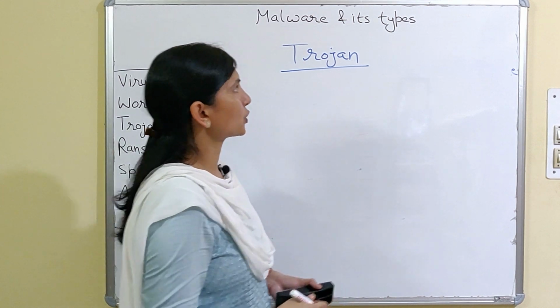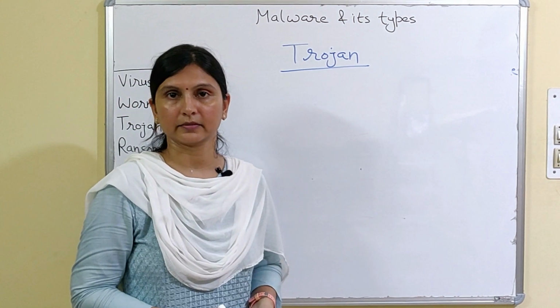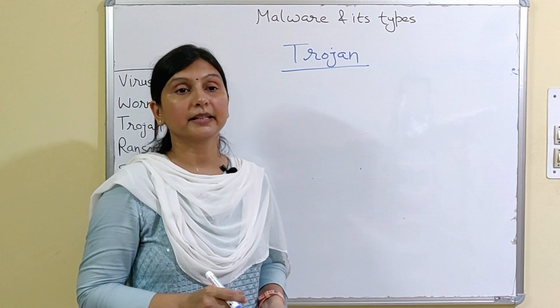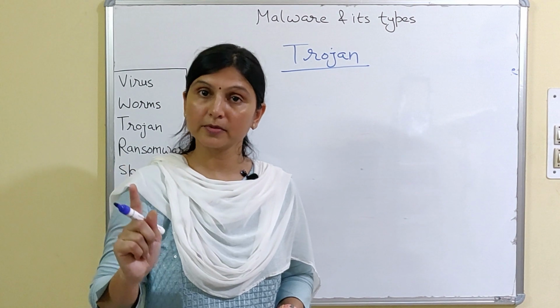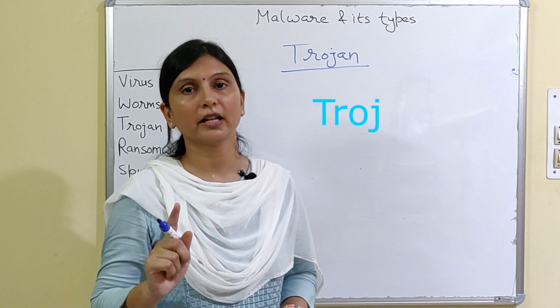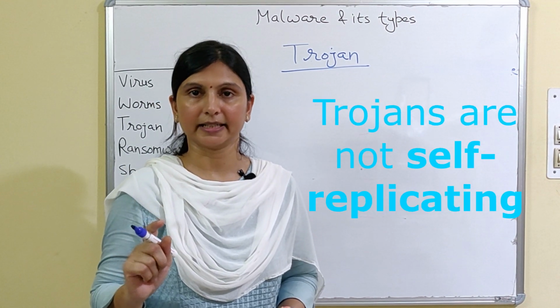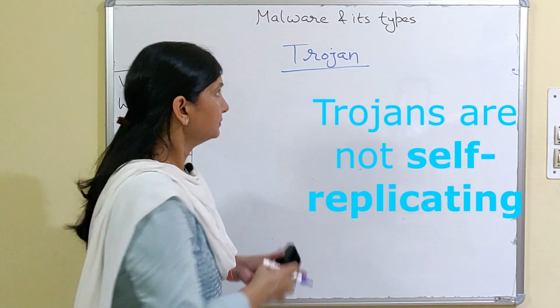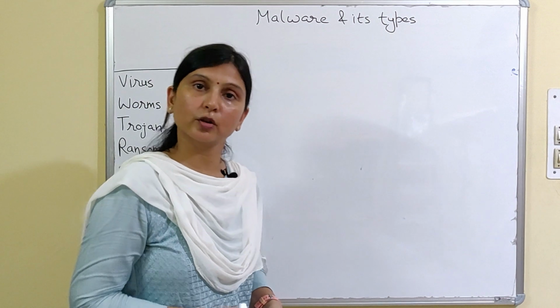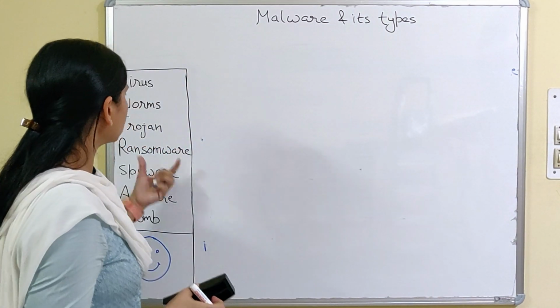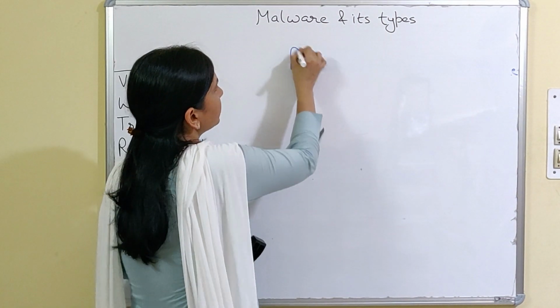So this is the function of Trojan. I hope it is clear. And the main difference between virus, worms and Trojan: virus is self-replicating, worm is self-replicating, but Trojans are not self-replicating. Now, all these that we are discussing are types of malware. Now the next is ransomware.